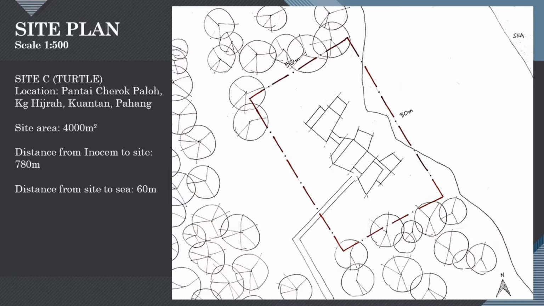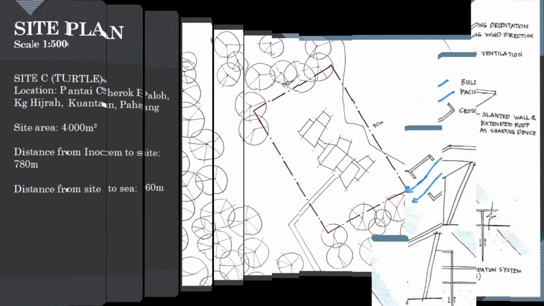The area of the site within the boundary is 4,000 square meters, with the dimension of 50 meters length and 80 meters width. The distance of the main access to the proposed site is 780 meters, and the distance from the site to the sea is 60 meters.